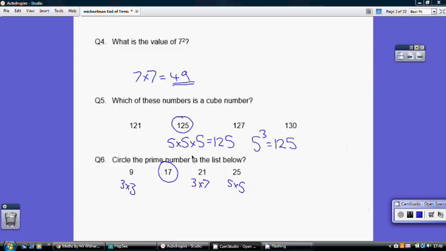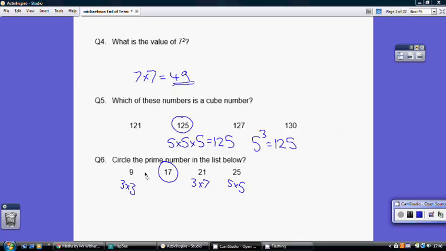Question 5. Which of these numbers is a cube number? Now remember, a cube number is what you get when you take a number, you multiply it by itself and multiply by itself again. So for example, 27 is a cube number because 3 times 3 times 3 is 27. Now of the 4 numbers we're shown, 125 is the only cube number because 5 times 5 times 5 is 125. So 125 is a cube number. 5 cubed is 125.